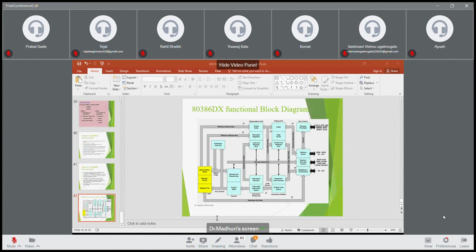Now the next is the segment registers: CS, DS, ES, SS, FS and GS. FS and GS are the two new segment registers added in the 386 microprocessor. We have seen the ALU, instruction prefetch, the paging unit, segmentation unit, then the control unit and the instruction prefetch.